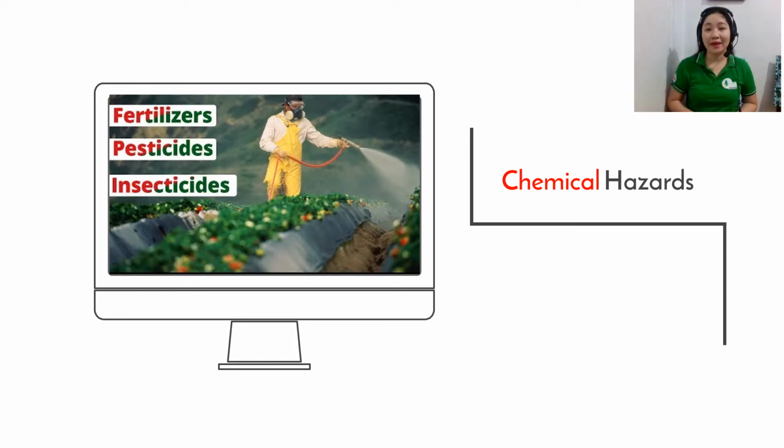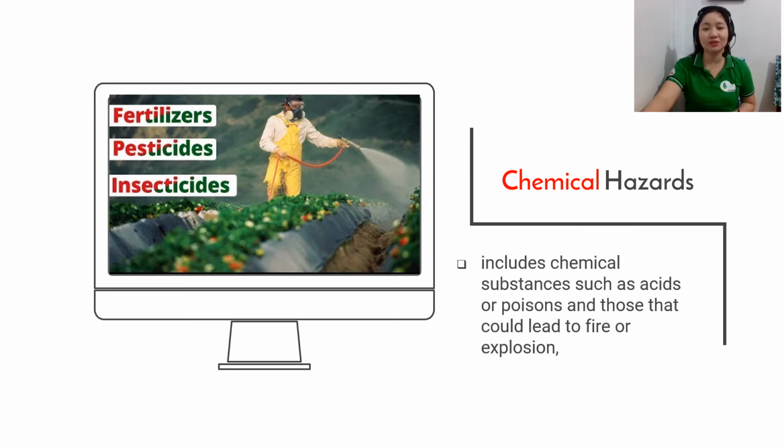Plus, we also have the chemical hazards. It includes chemical substances such as acids or poisons, and those that could lead to fire or explosion. What are the examples? Like pesticides, herbicides, cleaning agents, dusts, and fumes from various processes such as welding.